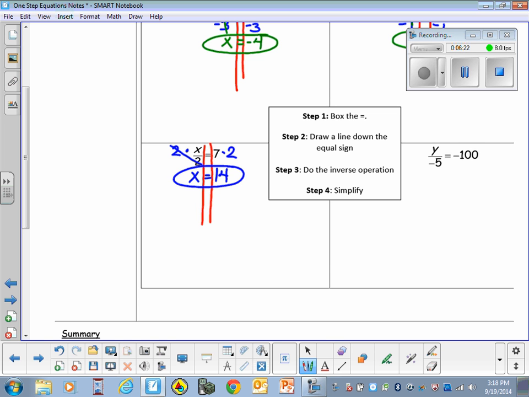And our last example for this set of notes is also a division problem. y divided by negative 5 equals negative 100. The inverse of division is multiplication, so I'm going to multiply both sides by negative 5. Negative 5 divided by negative 5 is 1. That leaves me with y. Negative 100 times negative 5 is positive 500.